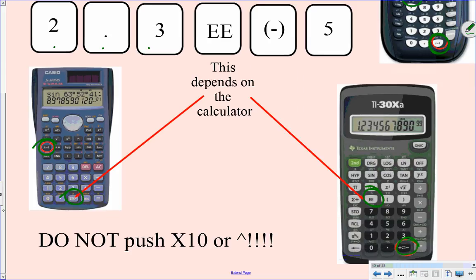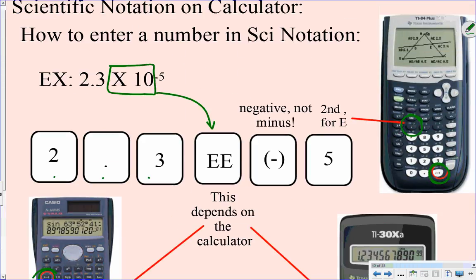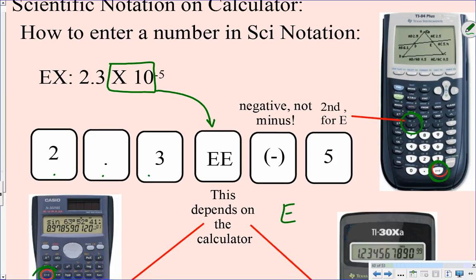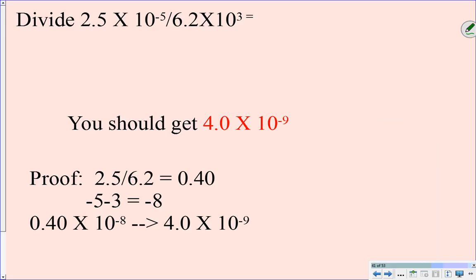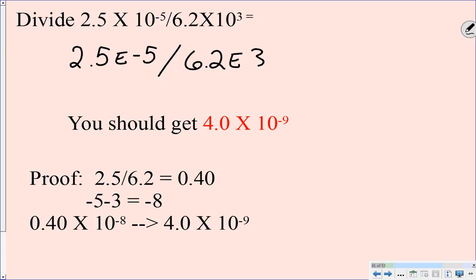You'll also notice that if you do math and your answer comes out in scientific notation, on a graphing calculator you will see that little capital E telling you the exponent. Some scientific calculators actually do have the little exponent function on them, so it may read out a little bit differently. Just something to make sure that you are mathing correctly. You're going to divide 2.5 times 10 to the negative 5. So what you're actually punching in is 2.5, E, negative sign, 5, divided by 6.2, E, 3.